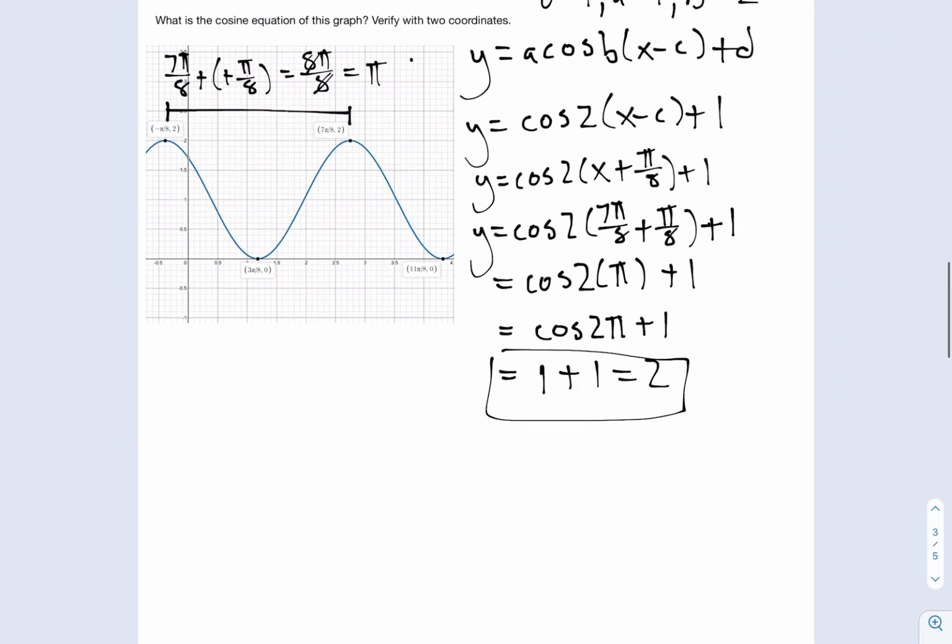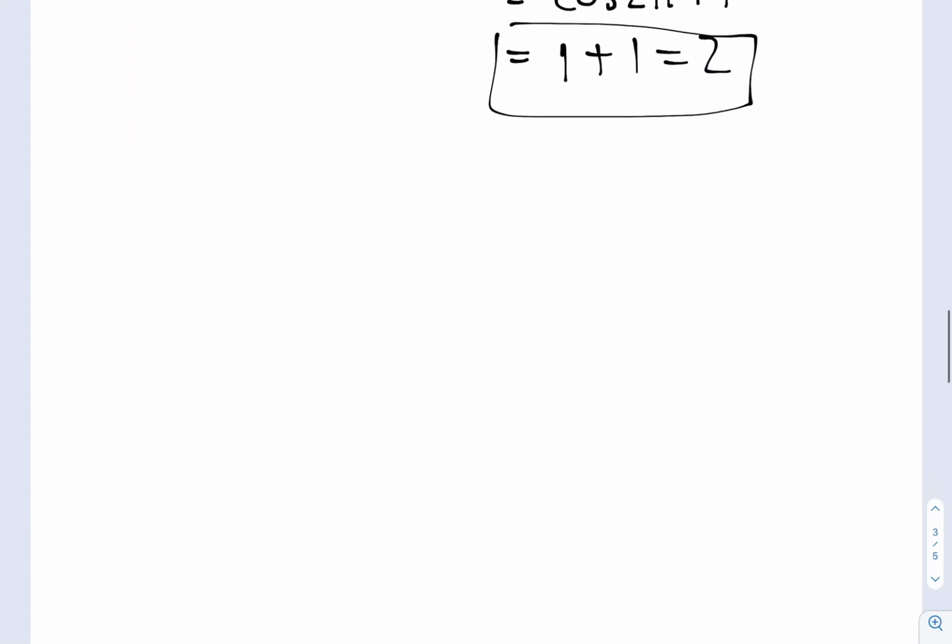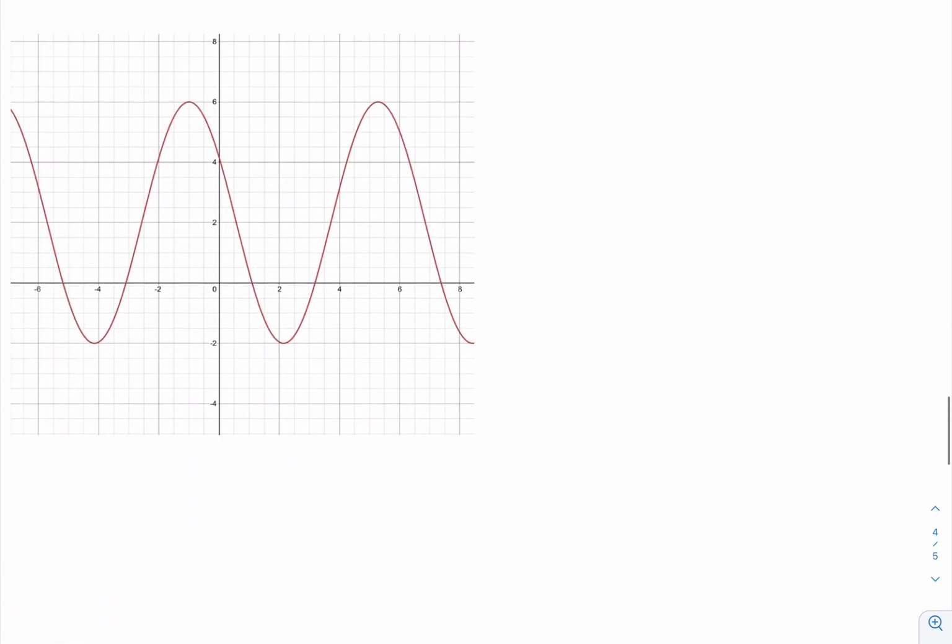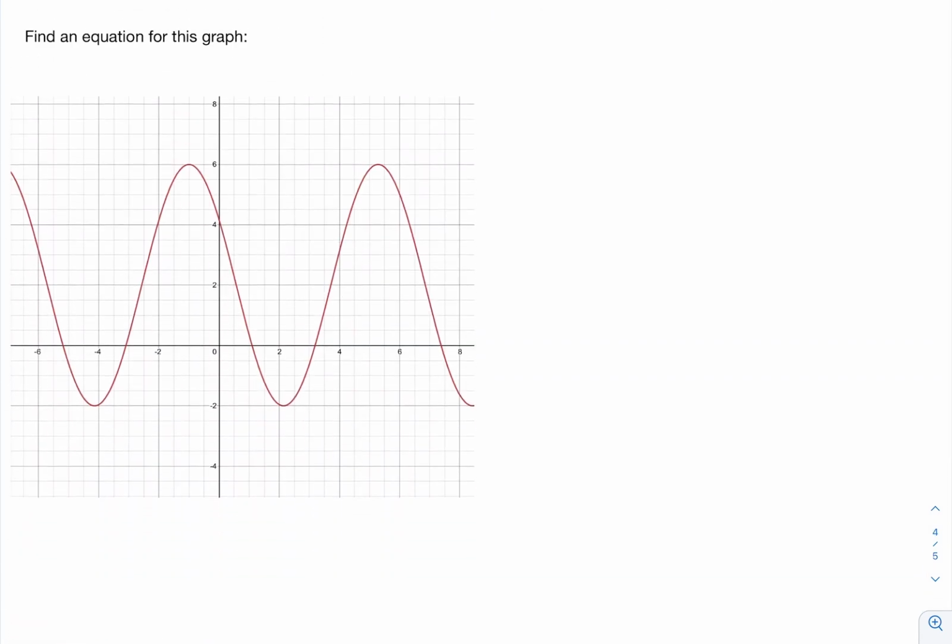So we just verified with 2 coordinates that our equation was correct. Okay, find an equation for this graph.